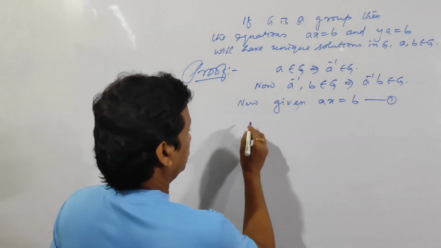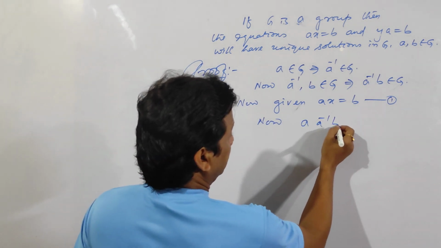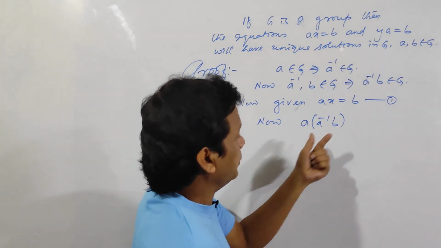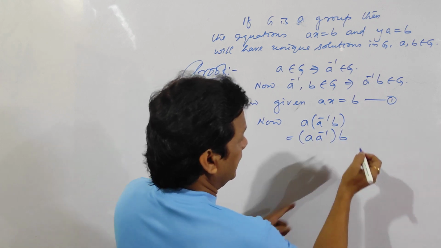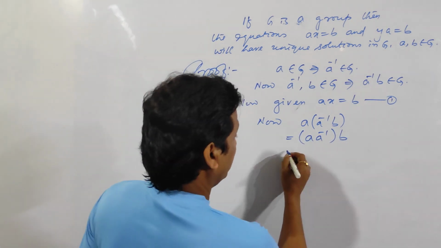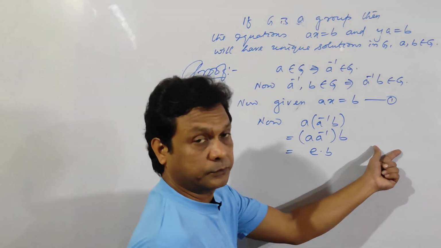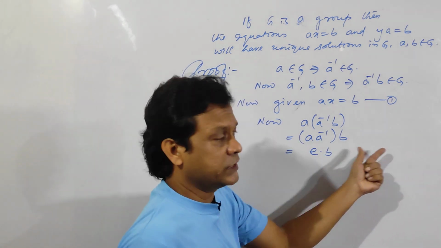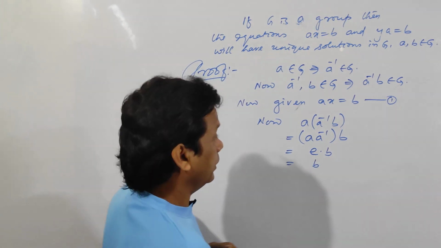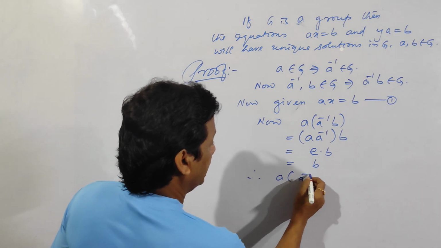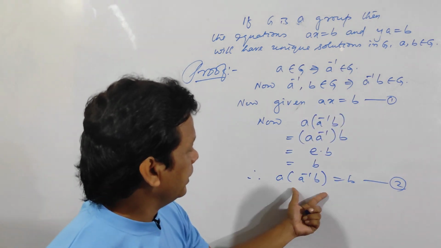Okay, see here. Now A into A inverse B, I am putting X is equal to A inverse B, and let us see what is the value. Then apply associative axiom. You should write here by associative axiom. A inverse A is equal to E by inverse axiom, because by inverse axiom A into A inverse is equal to E. Now by identity axiom, E into B is equal to B. That means A into A inverse B is equal to B. This is equation 2.